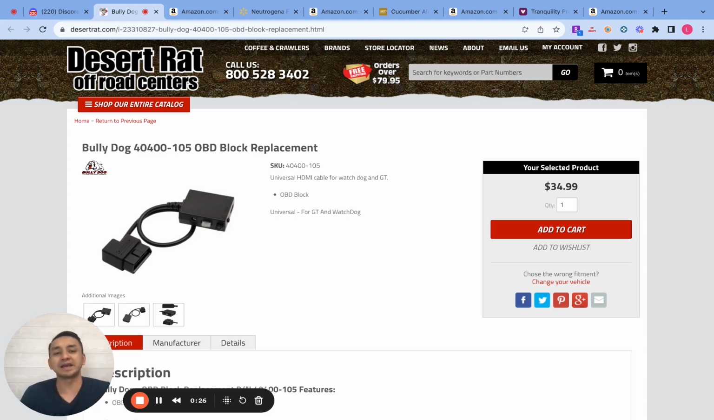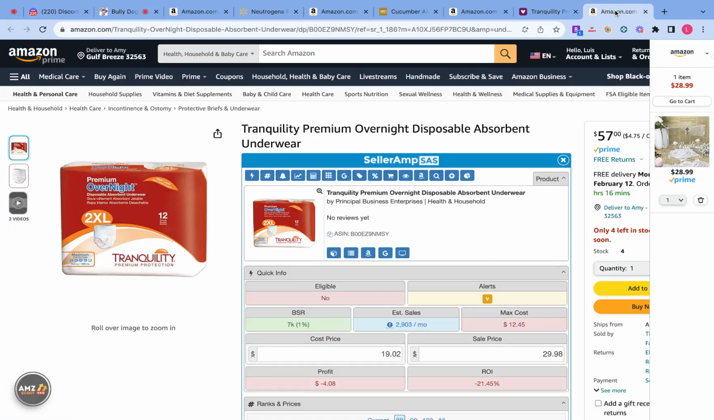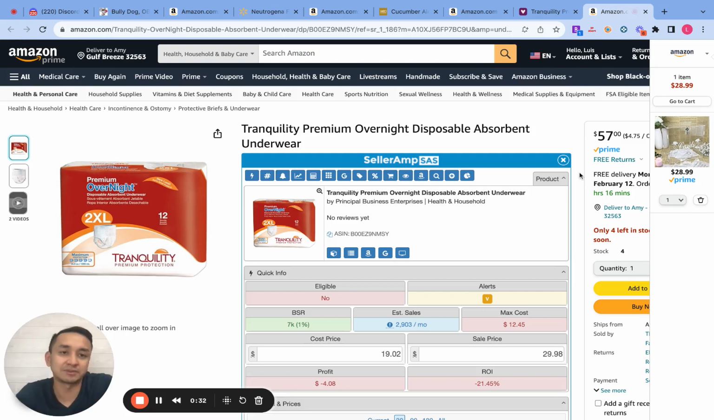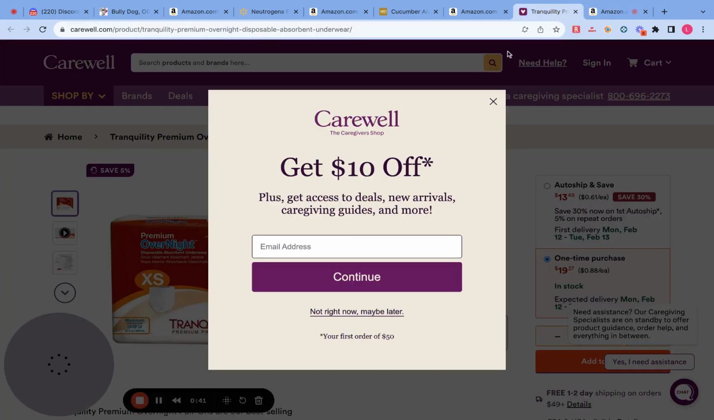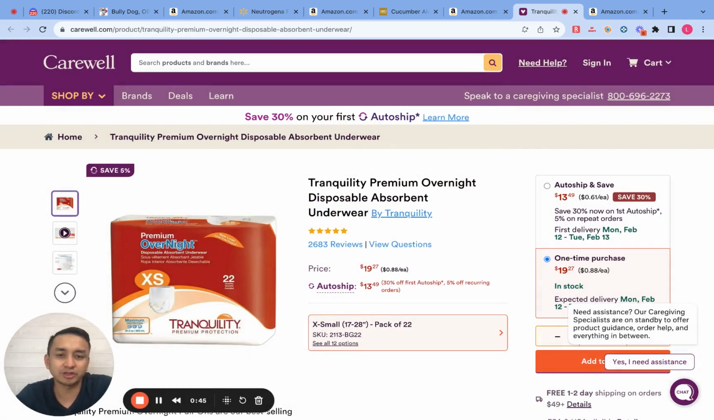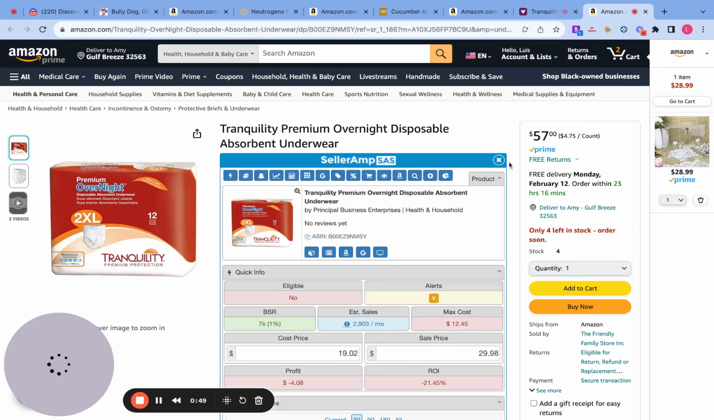So with that said, I'm going to show you guys how to do product research using Keepa and Selleramp. First up is for you guys to open up your Amazon product page, and then you open up the supplier page. From here you compare the products and just make sure that they match.